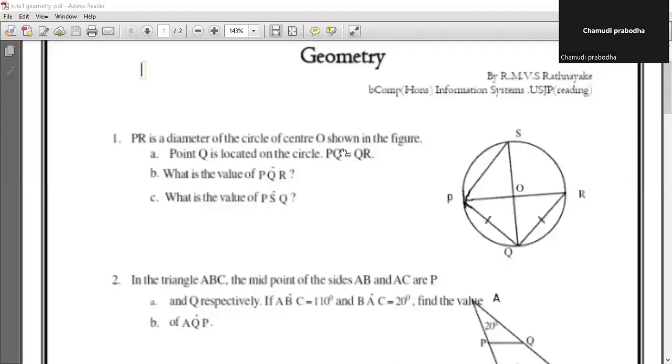So look at the first question. It's asking about PR, the diameter of the circle of center O, shown in the figure. Point Q is located on the circle. PQ equals QR. First question: what is the value of the angle PQR? The second one: what is the value of the angle PSQ?